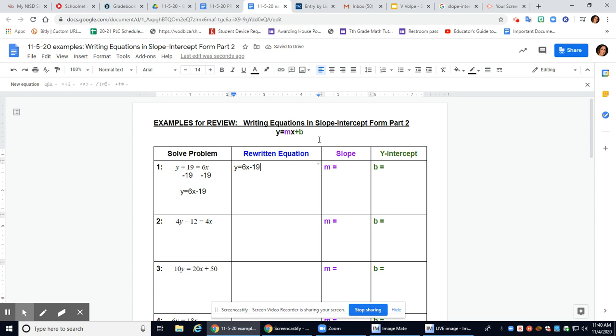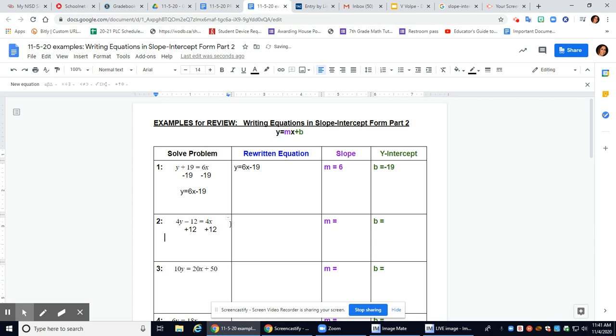Break that apart, identify my slope. My slope is the coefficient with the x, which is 6, and my y-intercept is going to be negative 19. All right, done. Next question, 4y minus 12 equals 4x. So I need the y by itself. I'm going to cancel out that minus 12 first by adding 12 to both sides of the equation.